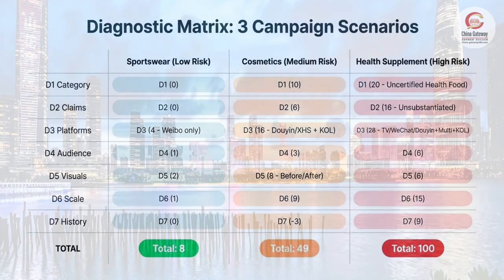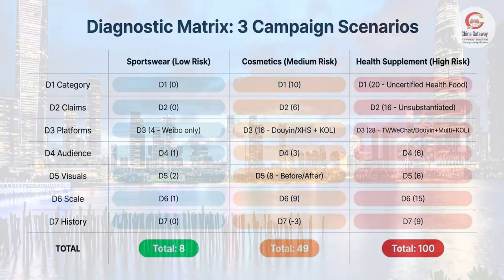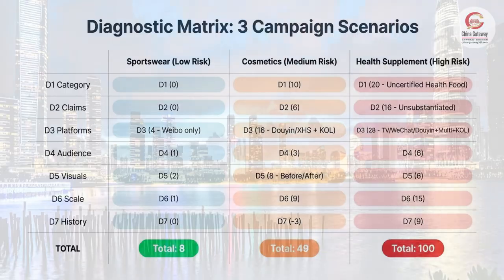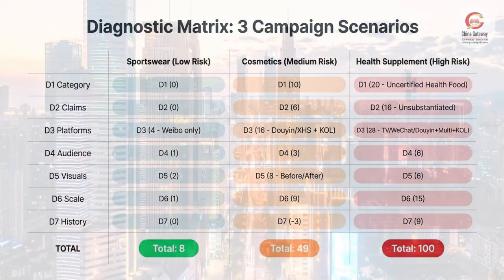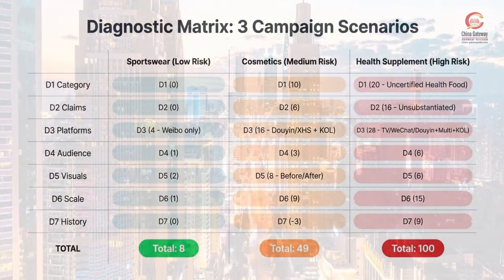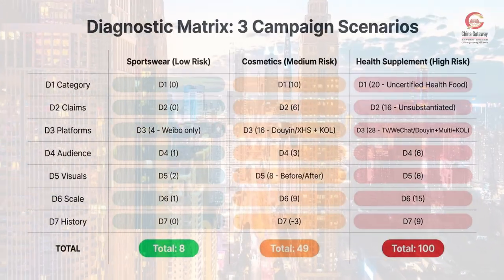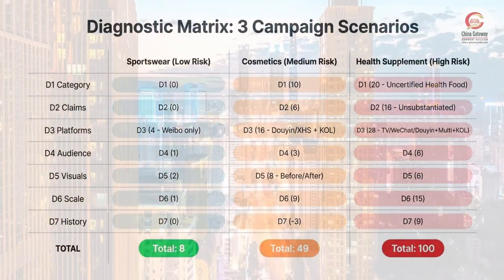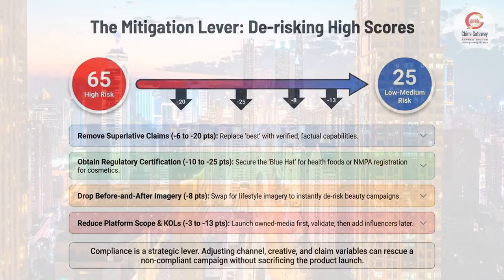But now compare that to the health supplement scenario over on the far right. Between being an uncertified health food, making unsubstantiated functional claims, and blasting across multiple platforms with key opinion leaders, the risk compounds dramatically. It actually hits a maximum score of 100. And a score that high isn't just a mild warning, it literally requires a complete strategy pivot to avoid some pretty severe penalties. But hey, a high score doesn't mean your campaign is completely grounded.